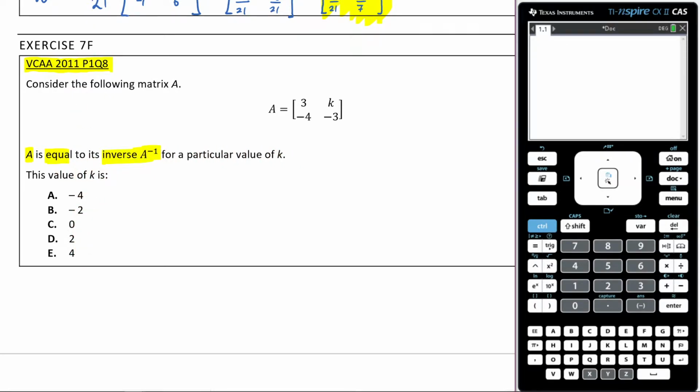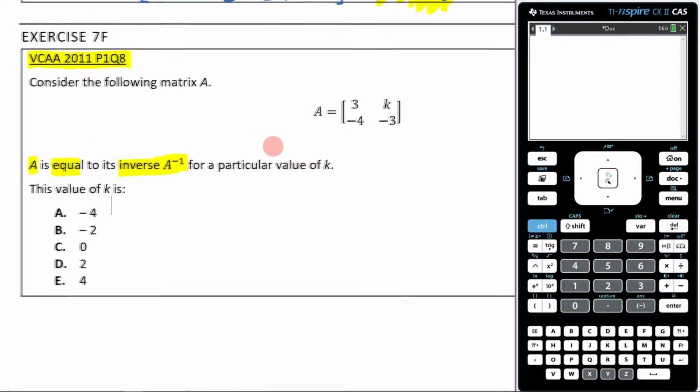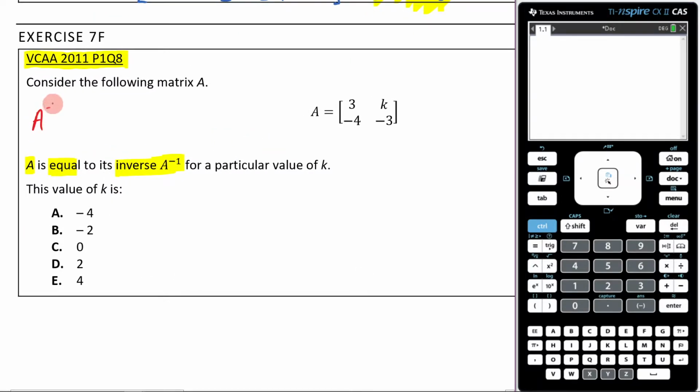So what is this question saying to us? It's telling us that the inverse of A is equal to A. Well, what's A equal to? 3k, -4, -3. So I need to find what is the value of k such that the inverse of A is equal to A?